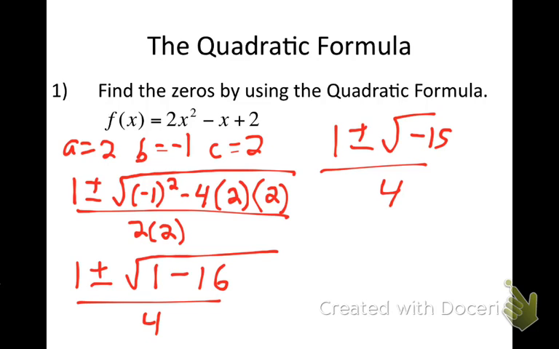all over 4. When I simplify, can I have that negative in there, Sean? No. What's going to happen when I simplify that? What's going to come out of it? I. So what actually happens here is I get rid of that negative by pulling the I, that imaginary part, out, getting me 1 plus or minus I square root of 15 all over 4.